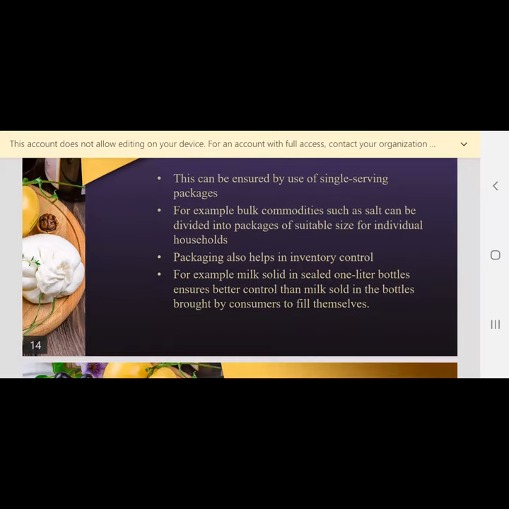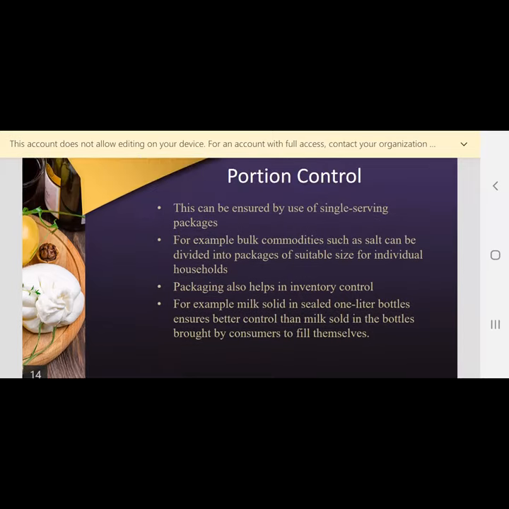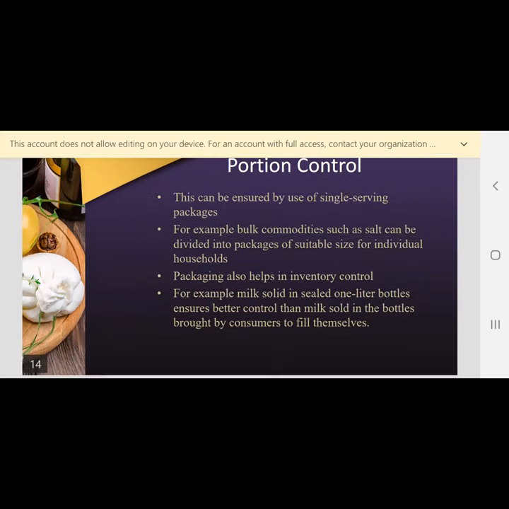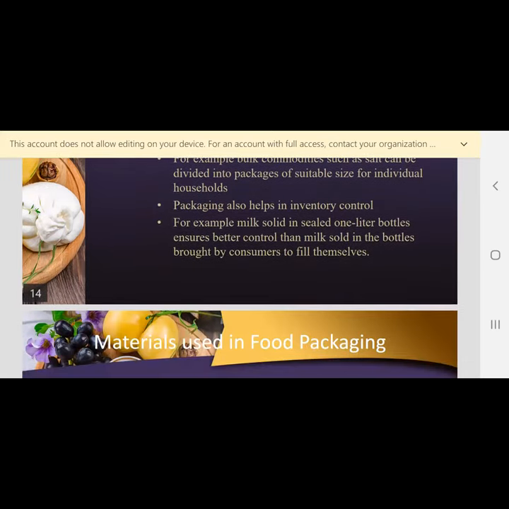Okay. And for this choice, we can choose our inventory also. Suppose you need 1 liter of milk for 2 days. You can choose 5 packs of 200 ml, you can choose 2 packs of 500 ml, you can choose a 1 liter pack alone. So you have a choice of portion control as per your inventory need.